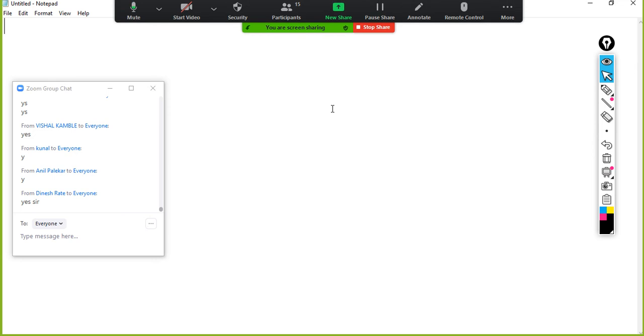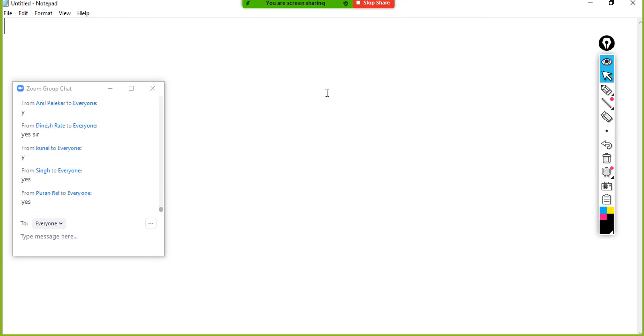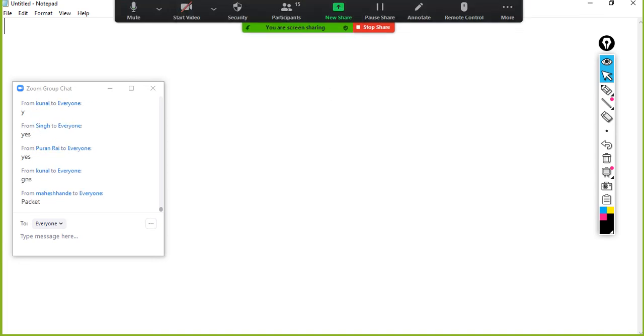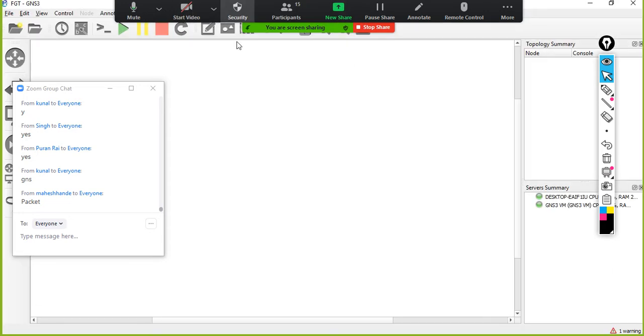Can we do this lab in GNS, guys? What do you think? Can we do it in GNS or Packet Tracer? Yeah, we'll do it in GNS. Let's go and do it. So now let's go to GNS. It's already there.